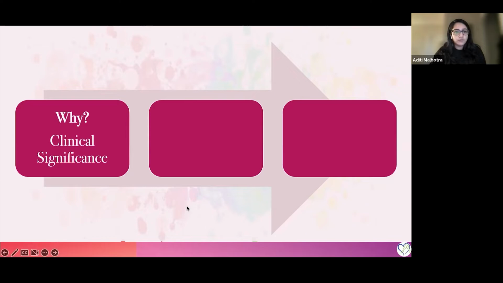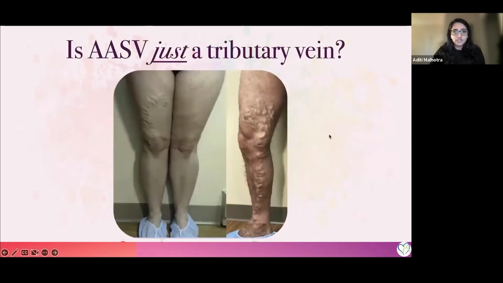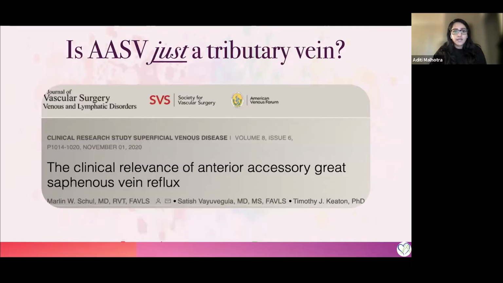So first, let's talk about the why, the clinical significance of the AASV or the AAGSV. A question I'd like to pose to you all is, is AASV just a tributary vein? I would like to draw your attention to this article by Dr. Marlon Schell, who had actually given this presentation just last year. And the title of the article is The Clinical Relevance of the AASV.